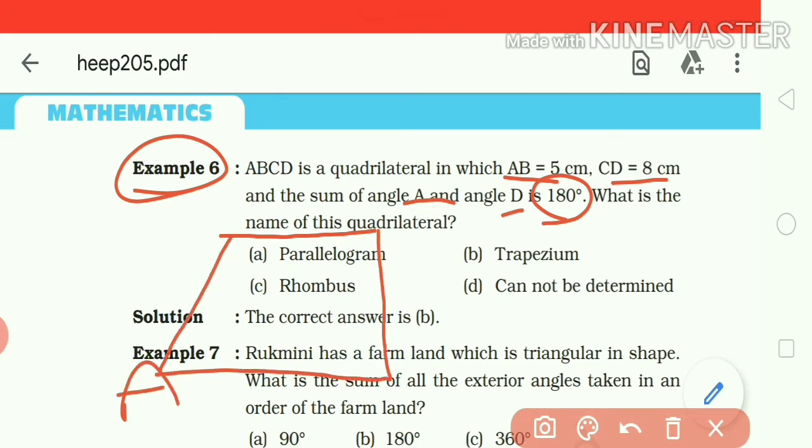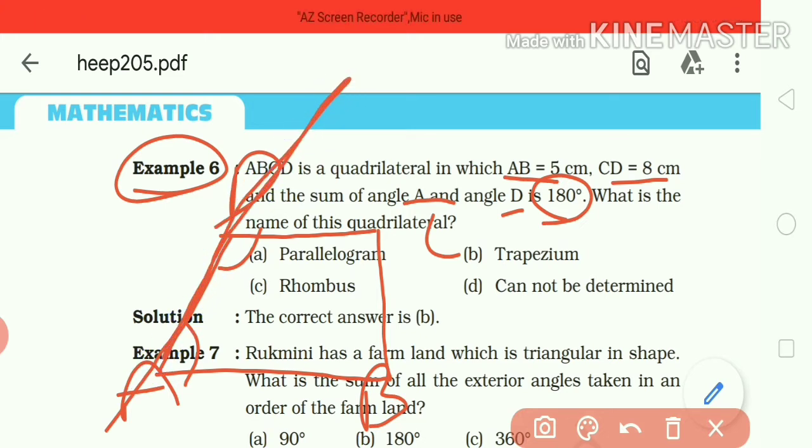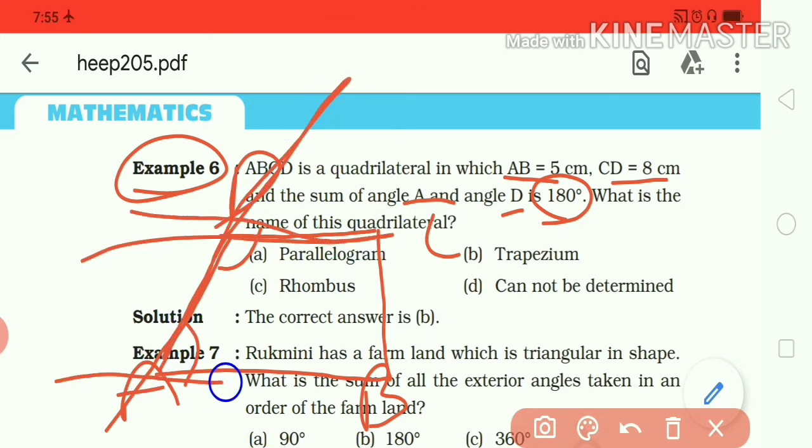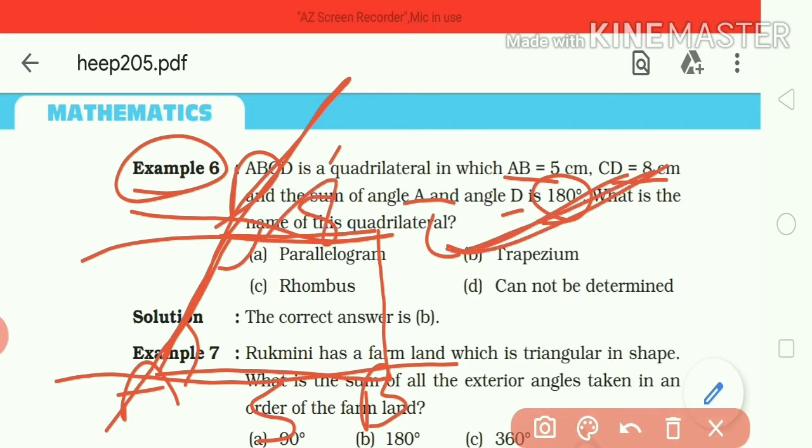This is A, B, C and D. You have given this plus this is 180 degree supplementary, so you can take it as the transversal, and if you produce these two lines will be parallel, right? So in this case we can say that this is 5 centimeter, right, and this is 8 centimeter. In this case we can say that this is a trapezium, right?